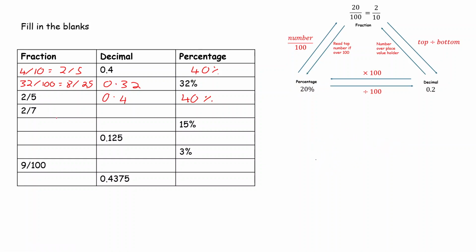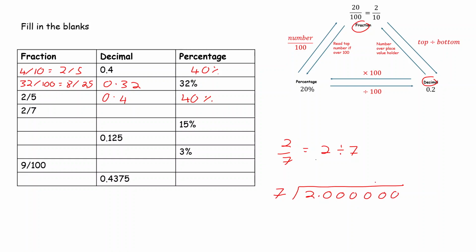Okay, next one we've got 2 over 7. This one's going to be a little bit more awkward. I'm going to begin by going from a fraction to a decimal. We do this by doing your top number divided by the bottom number, because remember, 2 over 7 means you're doing 2 divided by 7. So bus stop, we're saying how many 7s go into your number 2. And of course, 7 is bigger than 2, so we're going to have to add on a few zeros and use a bit of bus stop here.